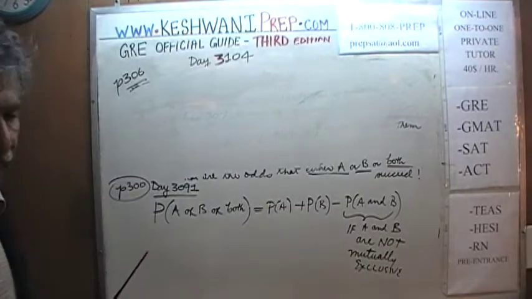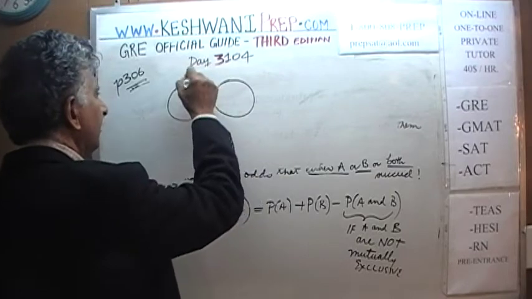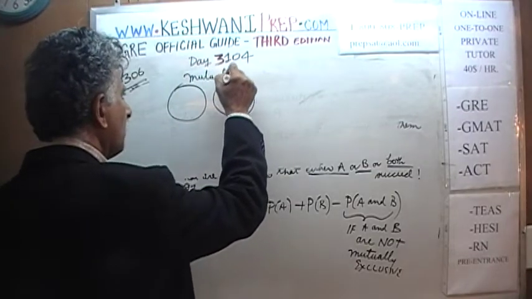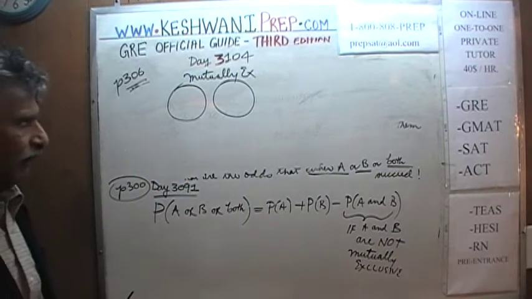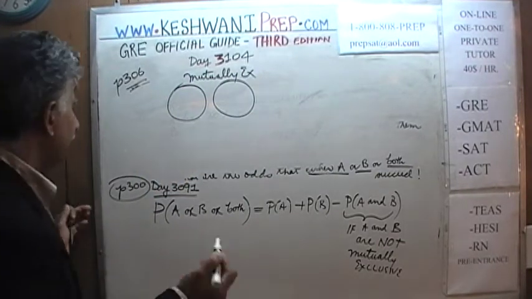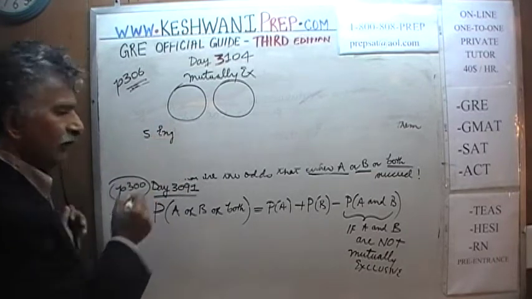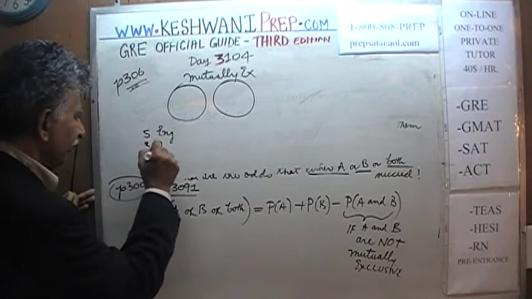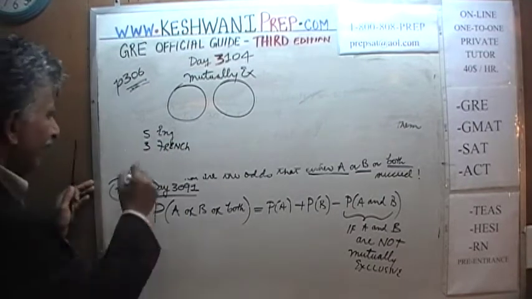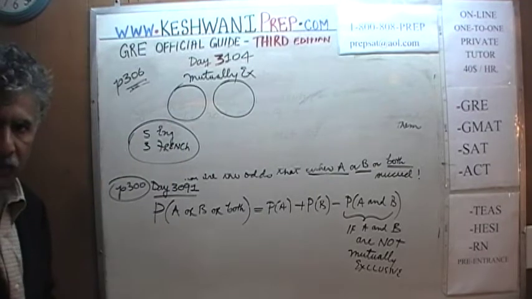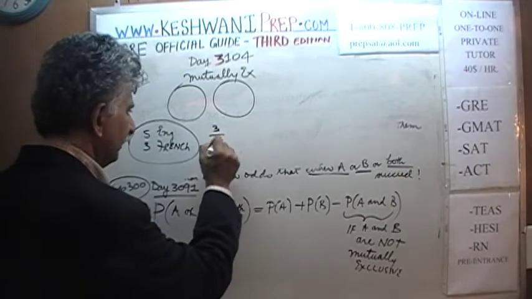In the context of a Venn diagram, these two events, A and B, are mutually exclusive. Why? Because they're not overlapping. For example, very quick example. Let's say that we have 5 students taking English and 3 students taking French. Out of these 8 students, if we were to pick one at random, what are the odds that the student we pick is taking French? It's simply 3 out of 8.